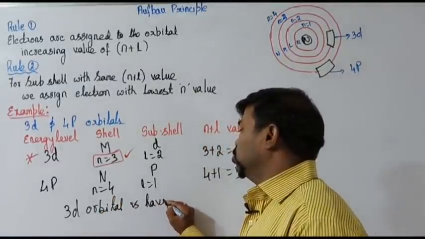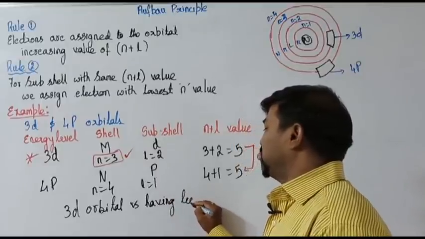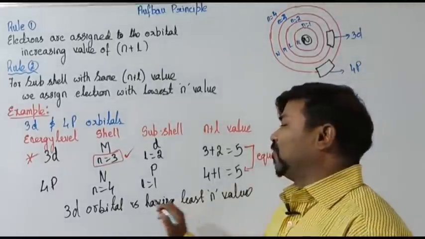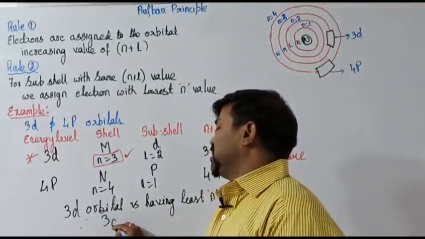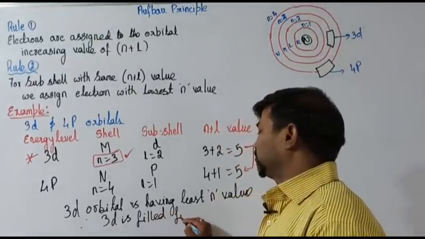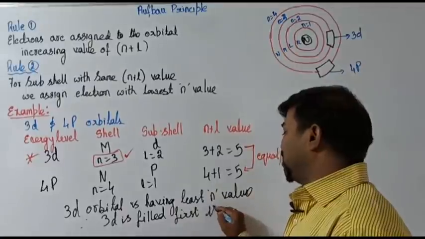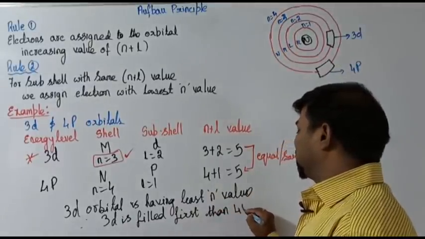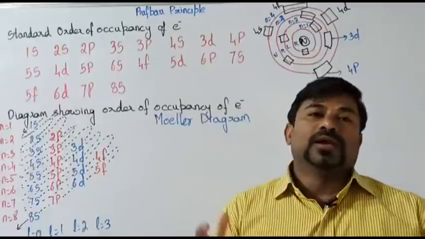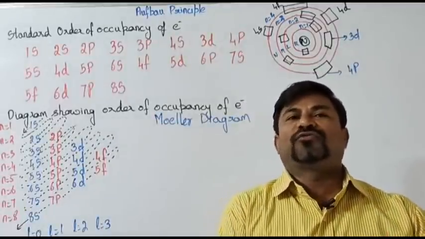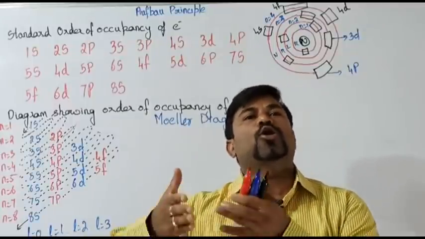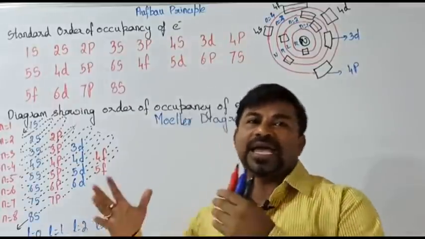That's because the 3D orbital has the least N value, that is, the principal quantum number. Therefore 3D is filled first, then 4p. This is the rule. So this is the second principle. Now, following the procedure of Rule 1 and Rule 2, how are the orbits and orbitals filled in the atom?